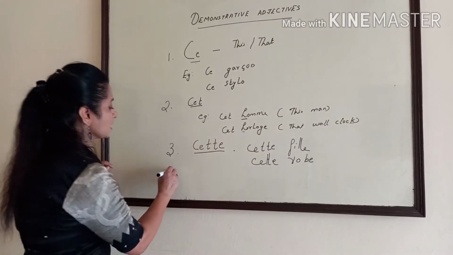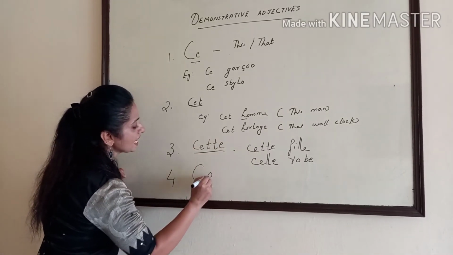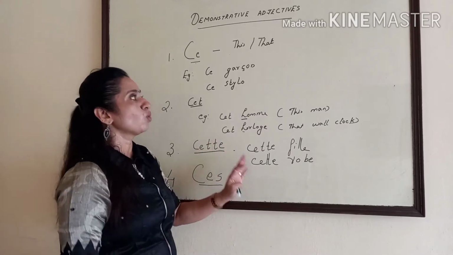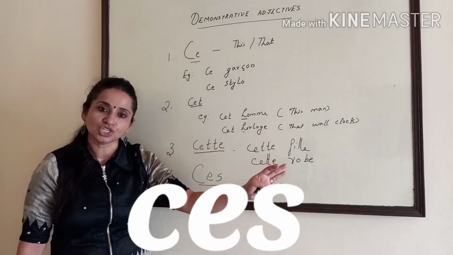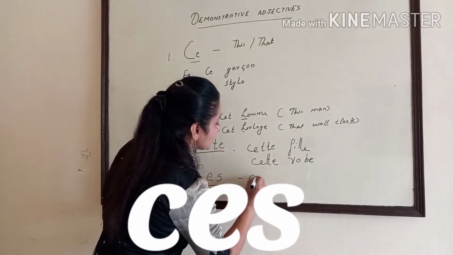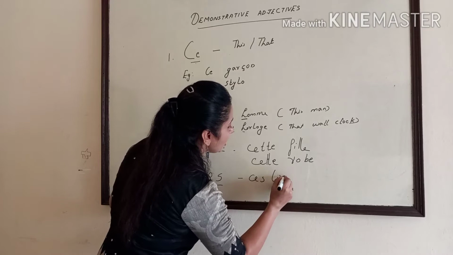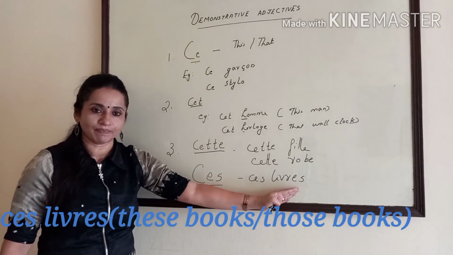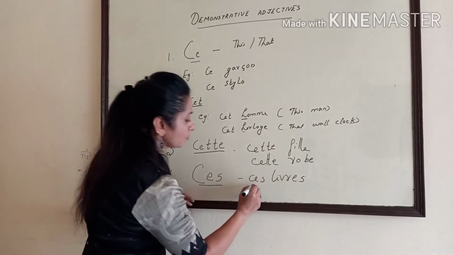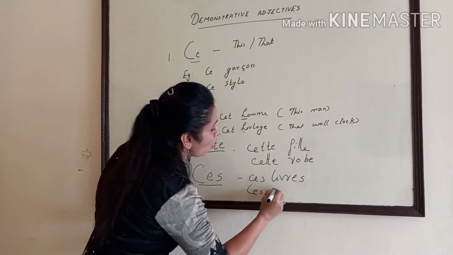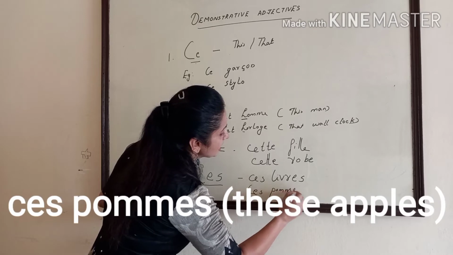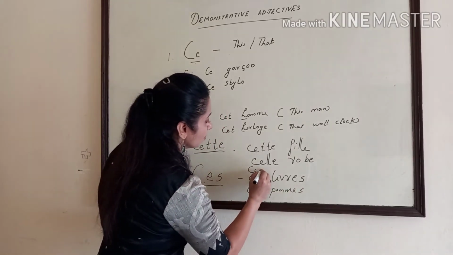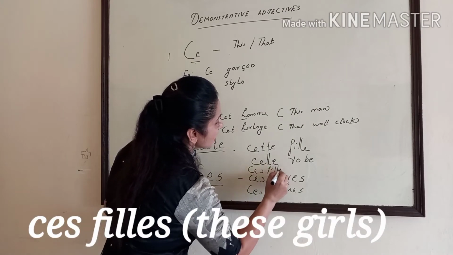And the last one is plural, CES. It is used in front of a plural noun irrespective of the gender. That means ces livres, L-I-V-R-E-S. Livres means books, so ces livres means these books. Ces pommes, that means these apples. Ces filles, that means these girls.